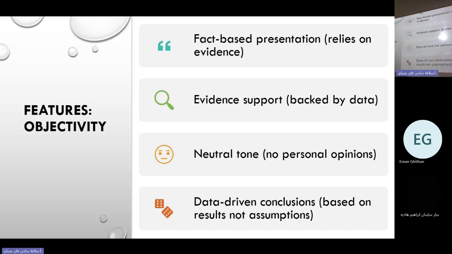Objectivity. Fact-based presentation. Why fact? Exactly, because it's scientific. Okay, and technical. It needs to be based on facts, evidence support backed by data, neutral tone, no personal opinion. Okay, impersonal حكينا لازم تكون data driven conclusion based on results, not assumptions. The result shows, مش I assume the result will show. Okay.